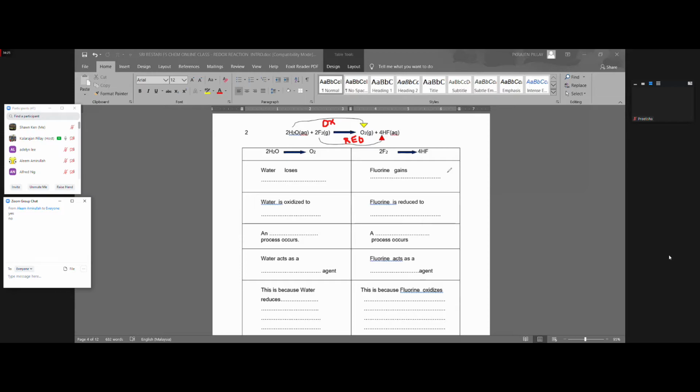The important thing, I want you to identify which is your oxidizing agent, which is your reducing agent, what is oxidized, what is reduced. That's all they want in SPM. They'll always give you 2 reactants, they won't give you 3 reactants.